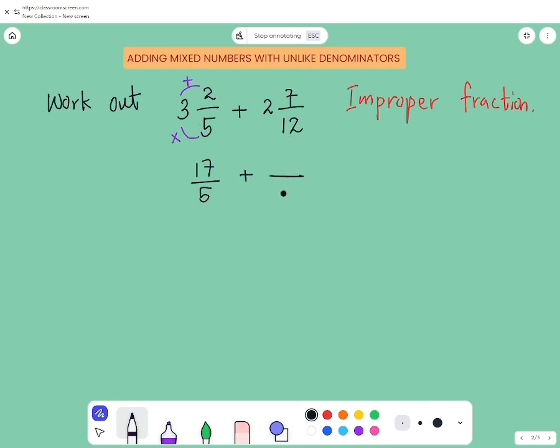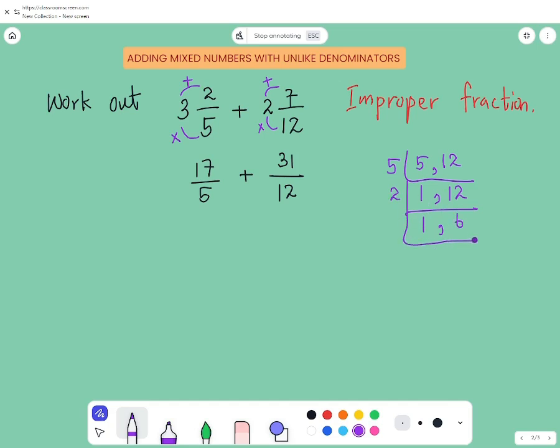Then here the denominator doesn't change, 12. Then numerator 12 times 2, add 7. 12 times 2, 24, add 7, 31. Then you can see unlike denominators. Unlike denominators, we need to find LCM. 5, 12. 5 is there, I divide by 5. 1, 12 can't, continue. Then I divide by 2, 1 continue, 12 divided by 2, that is 6.